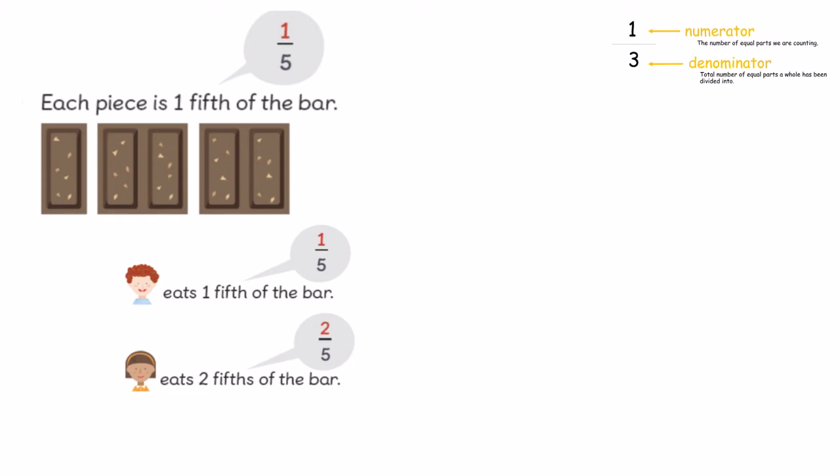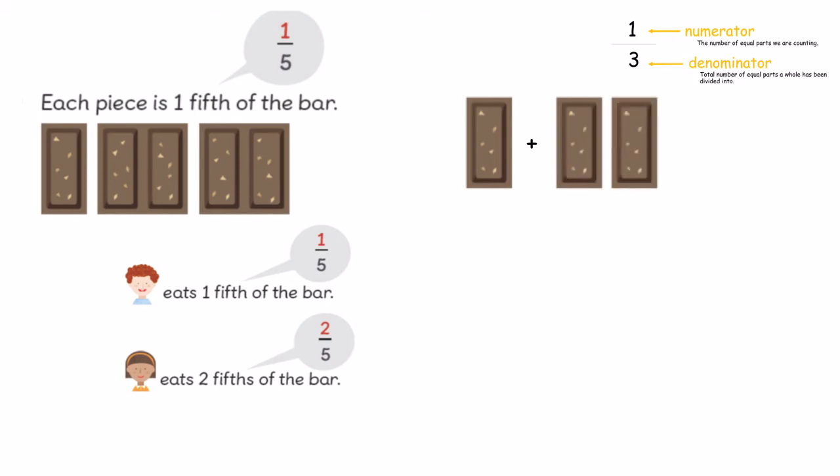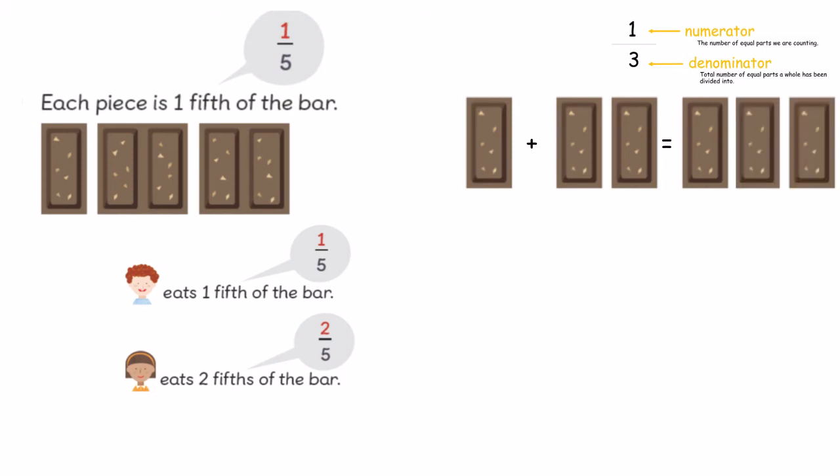We know that the little boy ate 1 piece of the chocolate bar and the little girl ate 2 pieces of the chocolate bar. So together they ate 3 pieces. 1 piece plus 2 pieces makes 3 pieces. We could describe this using our fractions.